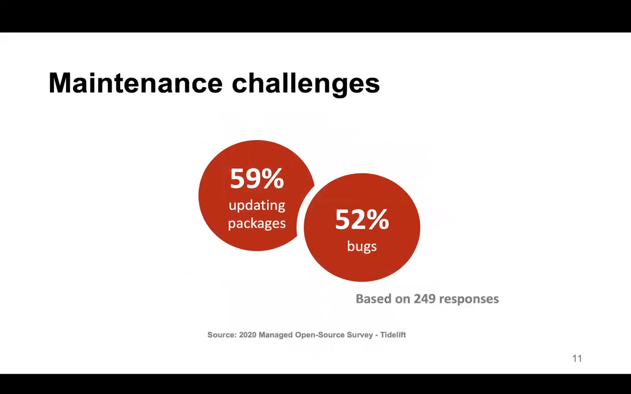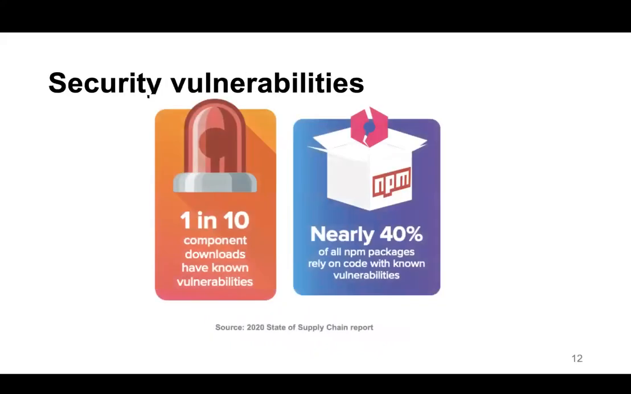Developers complain about updating packages and bugs in the libraries that are very frequent. And the elephant in the room: security vulnerabilities are very common. One in every 10 components downloaded, according to the supply chain report, has known vulnerabilities. And if you take only the JavaScript world, the NPM, 40% of all NPM packages are known to rely on code with known vulnerabilities. So it is widespread. It is not theoretical at all.